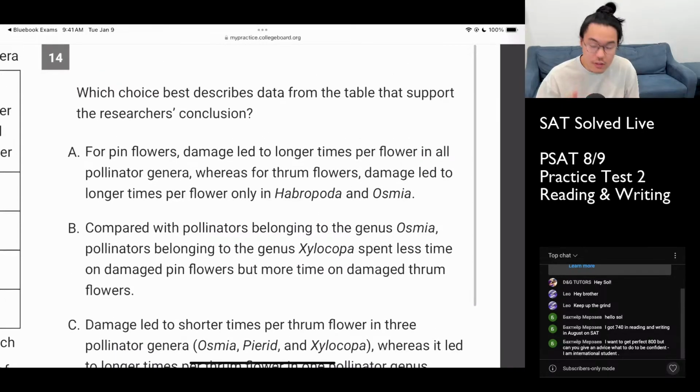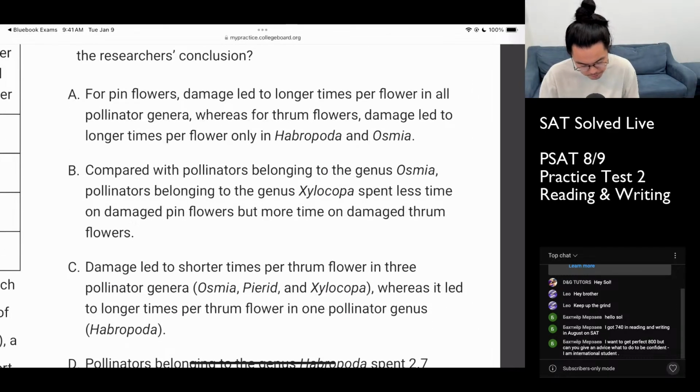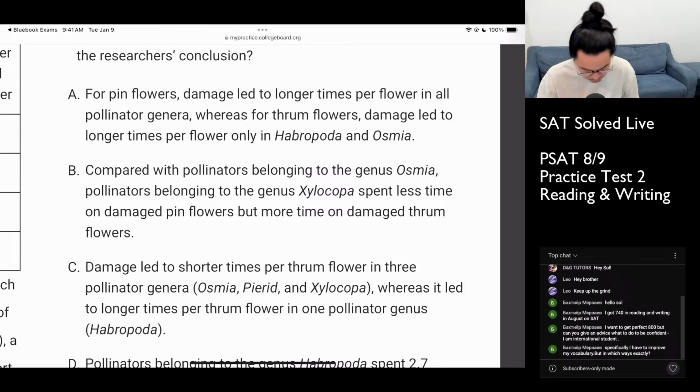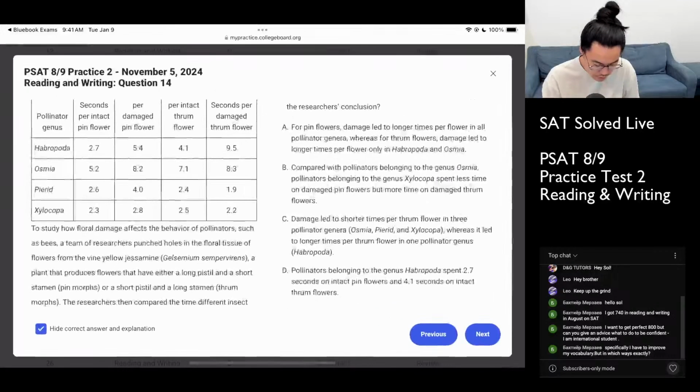But that doesn't invalidate my reflection. My reflection is that when I'm looking for PX, I should also be subconsciously looking for the opposite of PNX, which is HO. Now, over here, compared with the pollinators of O versus X, spent less time on damaged pin flowers, more time on damaged. Oh, I see.